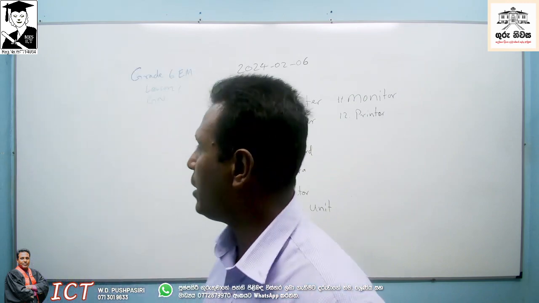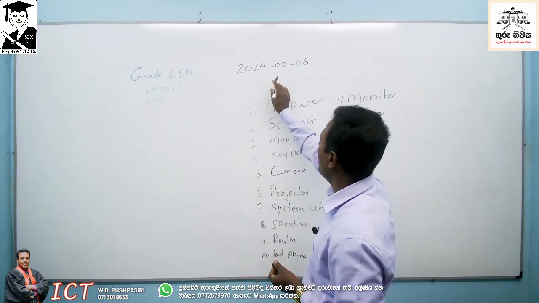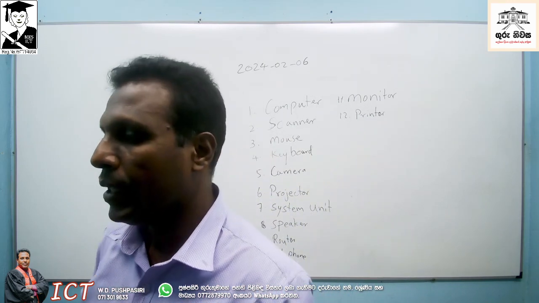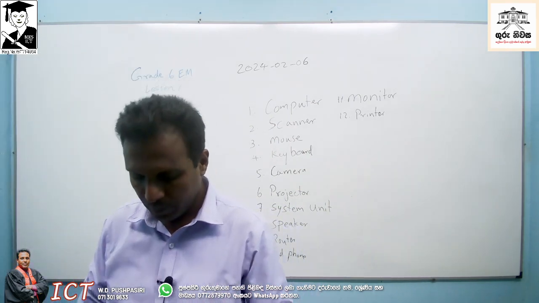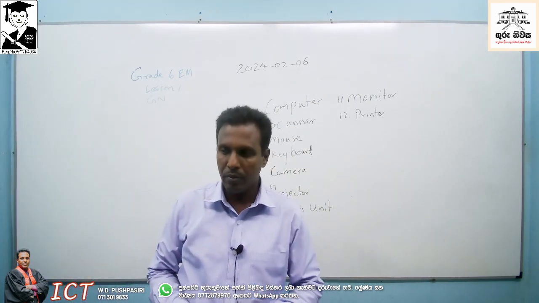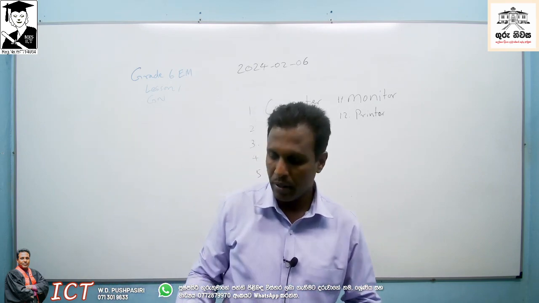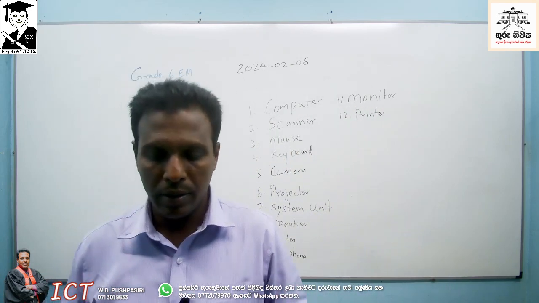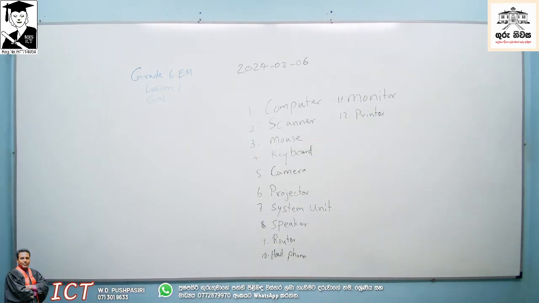So can you write down the items in the computer lab? Just write down a heading, items in the computer lab. Then write the list of them. Okay, write down this one. Monitor. Camera.